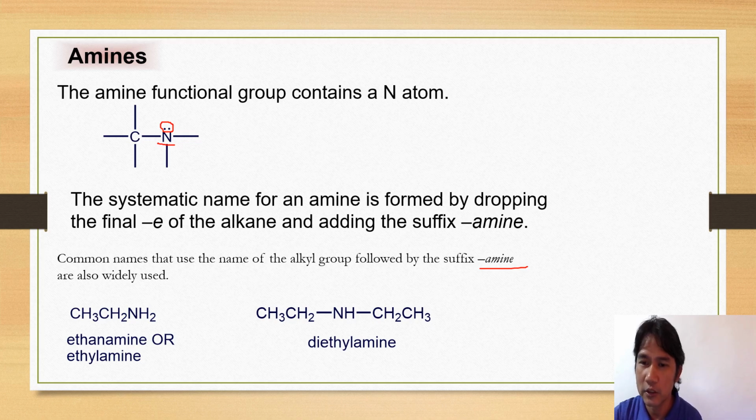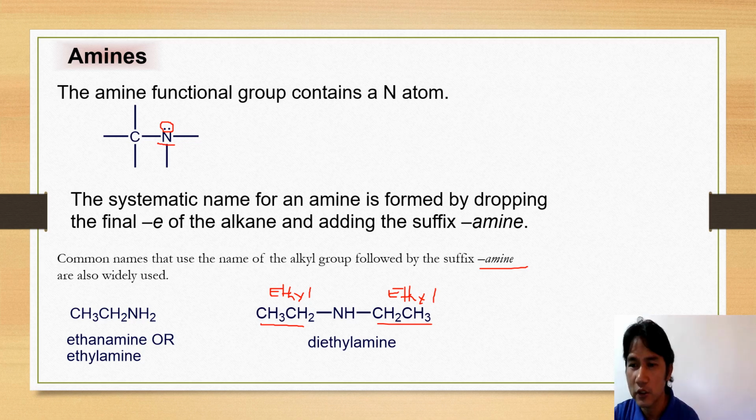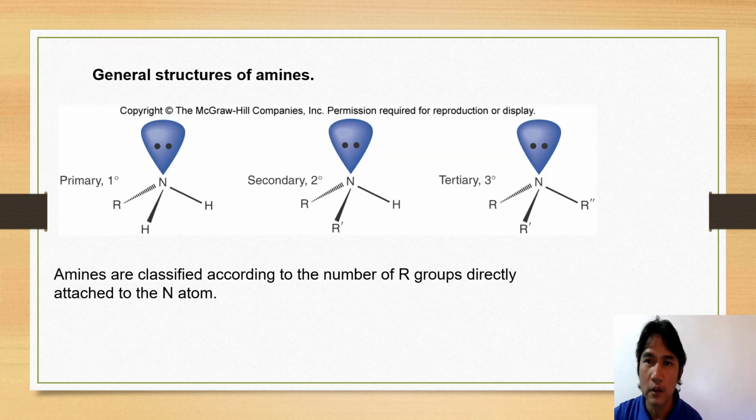Remember, the root word depends on the number of carbon atoms. So here, example, you have diethylamine because this is an ethyl. Ethyl means two carbons. This is also ethyl. There are two ethyl groups, so diethyl, and then the functional group is amine. That's why it's called diethylamine. Amine comes in three forms. It could be primary amine, secondary amine, and tertiary amine.